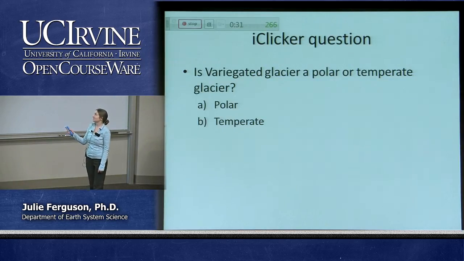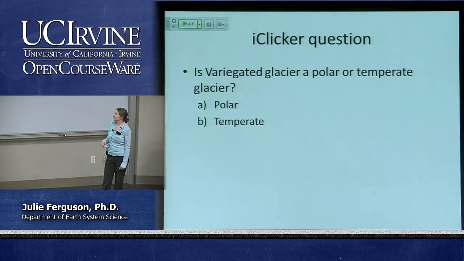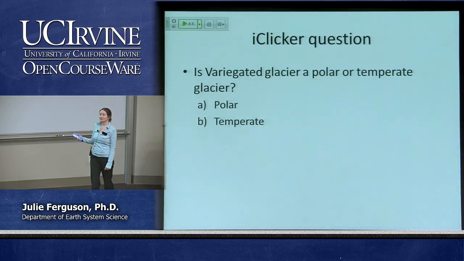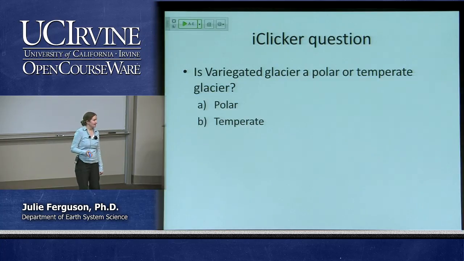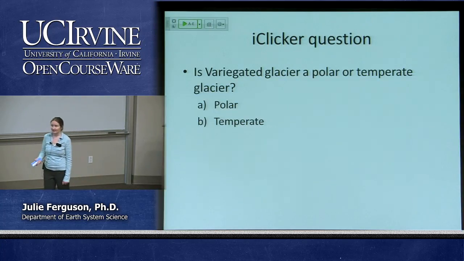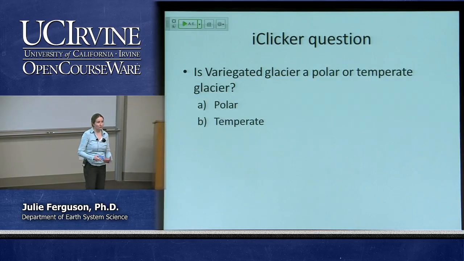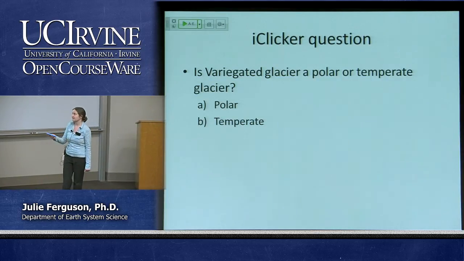Right, let's see how we're doing. What don't we have if it's a polar glacier? Water. Do you remember our polar glaciers are so cold that there's no water at the base? And we saw lots of water there. Okay, so this is an example of a temperate glacier because there's water at the bottom, it's capable of sliding.